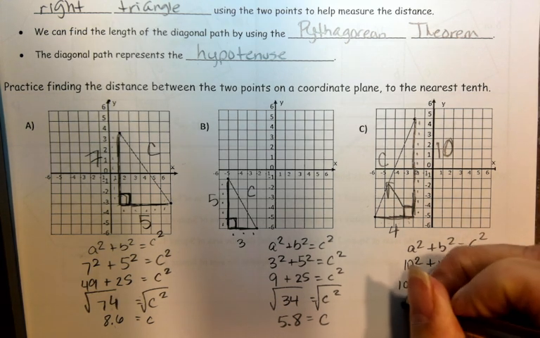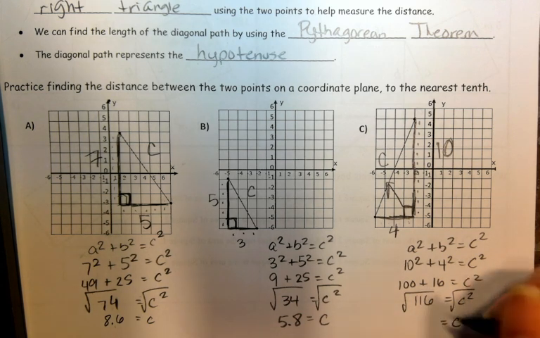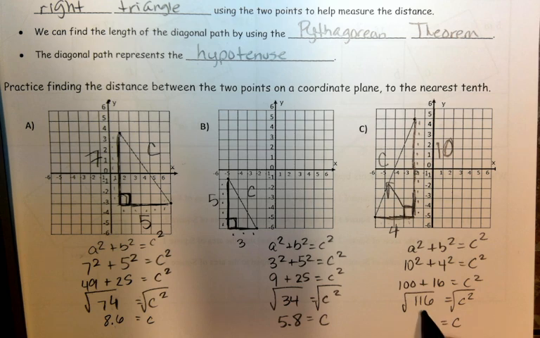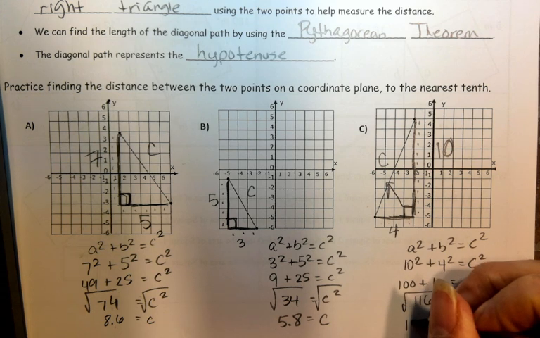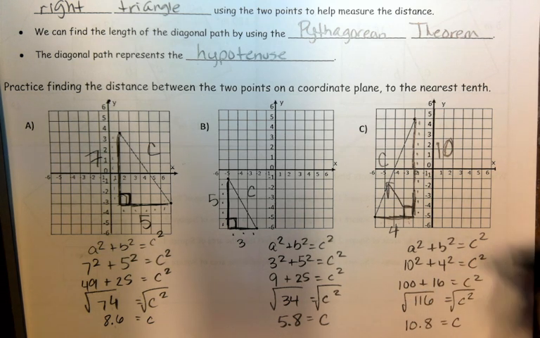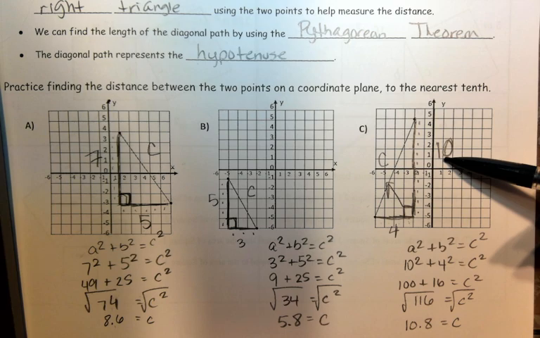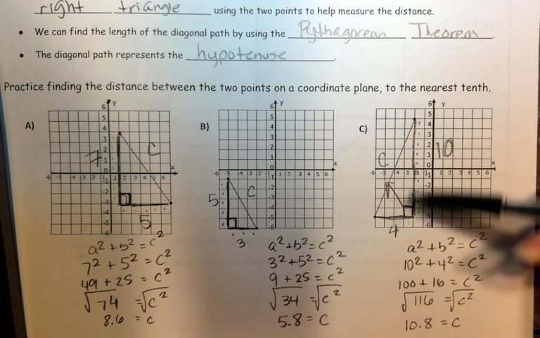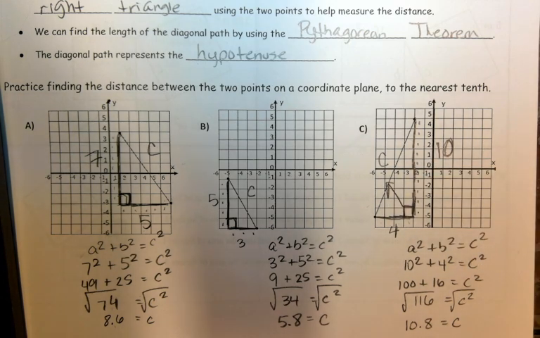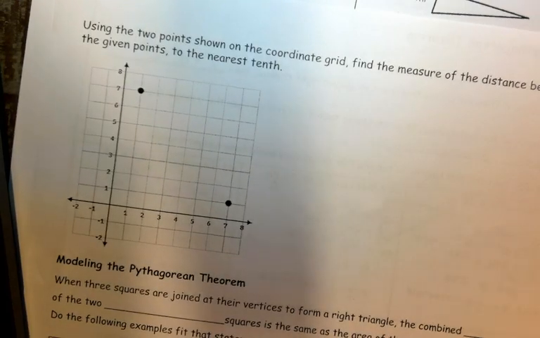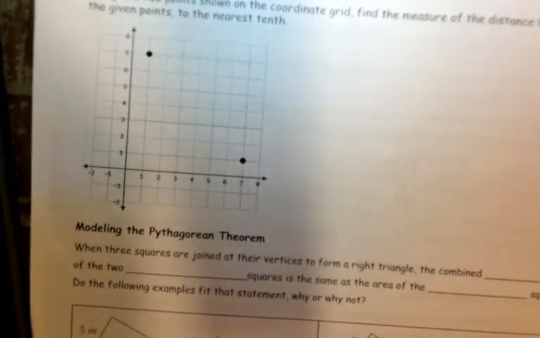Take the square root. That's c. The square root of 116, that's not a perfect square because 121 would be close to it, so it's close to 11. That would be 10.8 to the nearest 10th. And if you look, that is longer than 10 and longer than 4, so it makes sense that's my hypotenuse. Okay, and then we have one more of that section.